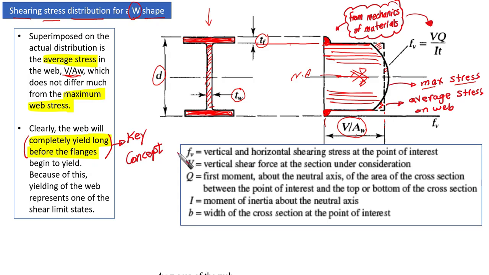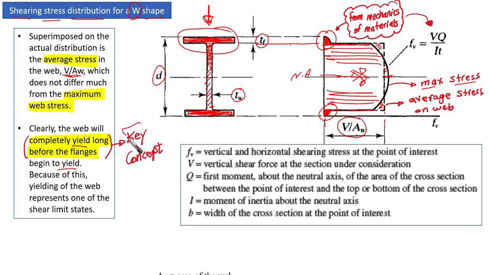This means that the web is going to experience shear yielding before the flanges. If we have a load and this load is increasing, then we are 100% sure that, for the same material in the web and the flanges, the web will reach yield before the flange, because the stress is much higher in the web compared to the flanges. And this is what I put here: clearly the web will completely yield long before the flanges begin to yield, without a doubt, because the maximum shear is experienced by the web, not the flange.